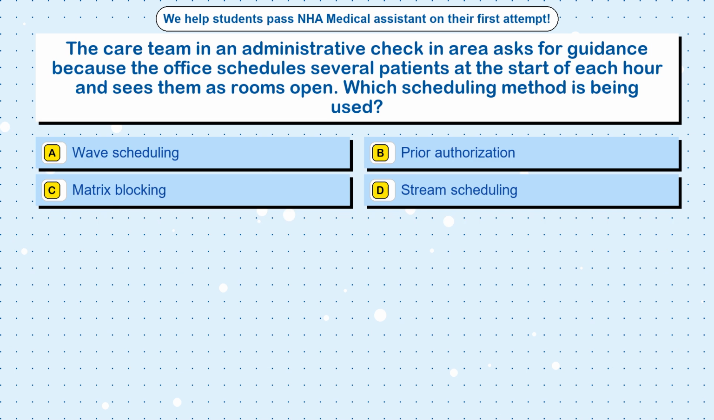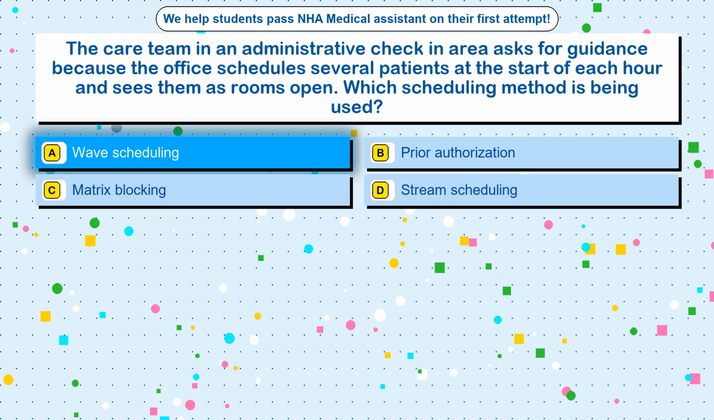Question 52. The care team in an administrative check-in area asks for guidance because the office schedules several patients at the start of each hour and sees them as rooms open. Which scheduling method is being used? Option A, wave scheduling. Option B, prior authorization. Option C, matrix blocking. Option D, stream scheduling. The correct answer is option A, wave scheduling.